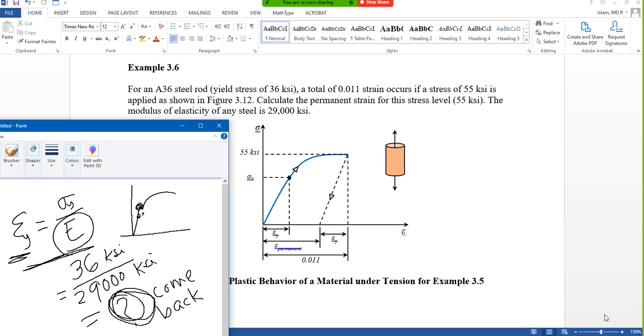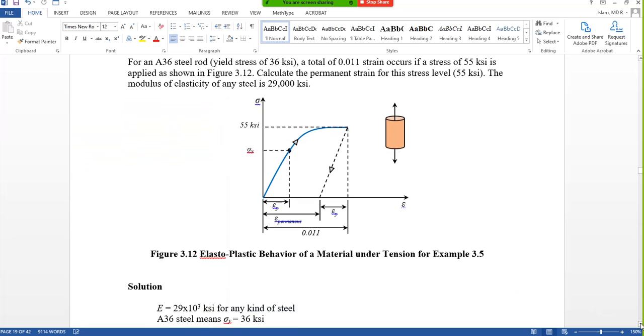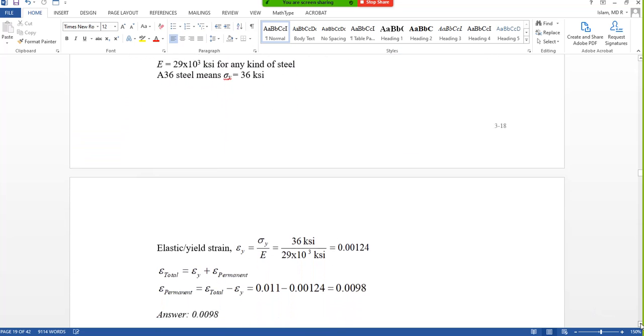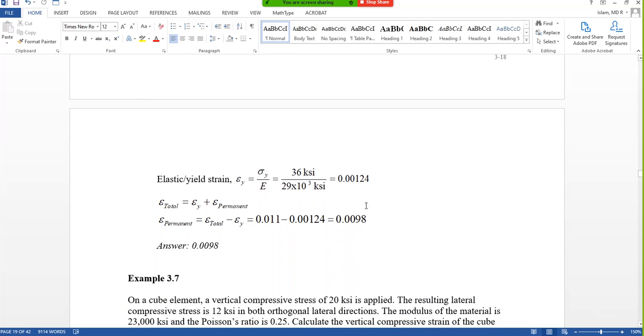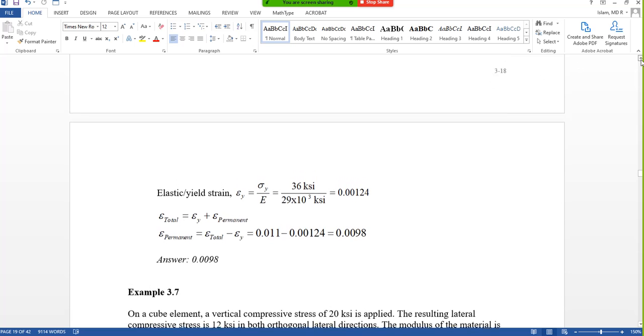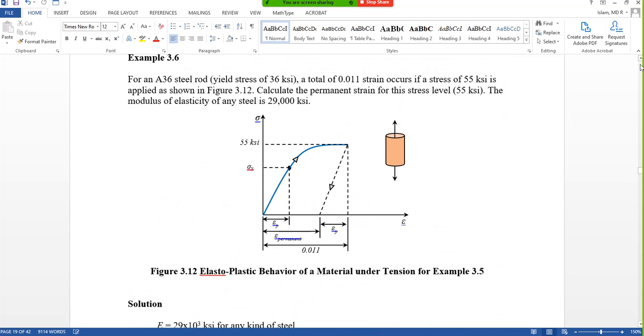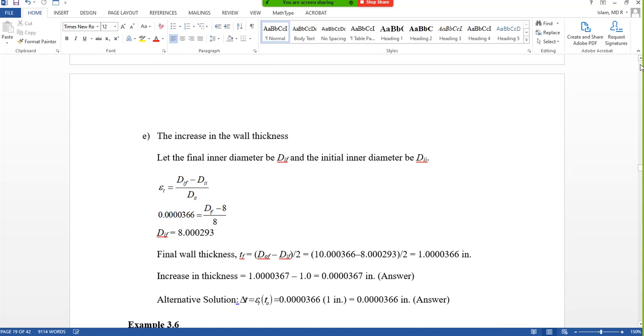Okay, now let us see what your handout did. I think I did the same thing. First I calculated the elastic, or yield, strain, which I told you is the strain that will come back. Now, total is yield plus permanent, or permanent is total minus yield. See, very simple concept. Okay, so hopefully you understood. This is very important for your exam.